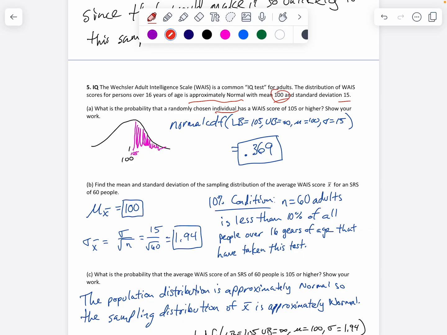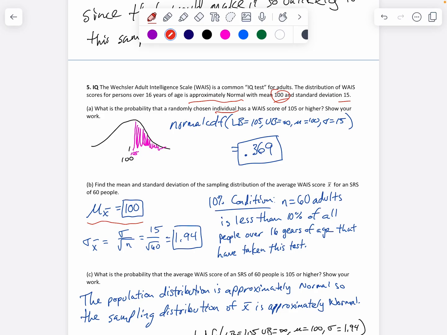For letter B, find the mean and standard deviation of the sampling distribution for 60 people. So now we're taking 60 people at a time, okay? So you could take 60 people, average their IQ test, and sometimes it's going to be higher, sometimes it's going to be lower than the average of 100, right? If you take those higher and lower averages and average them all together, it should equal the population mean. So that's true. The average of all of the sample means will eventually equal 100.